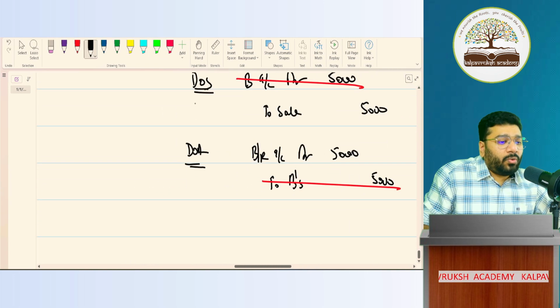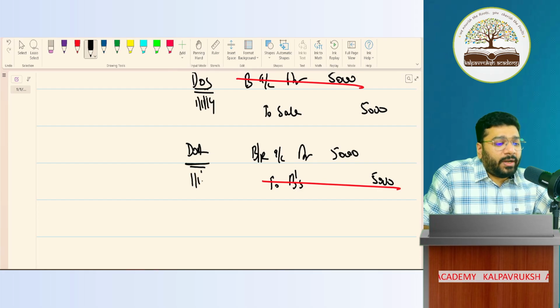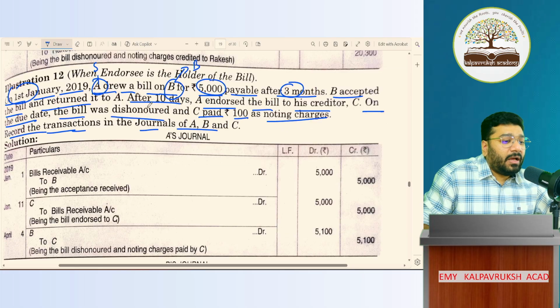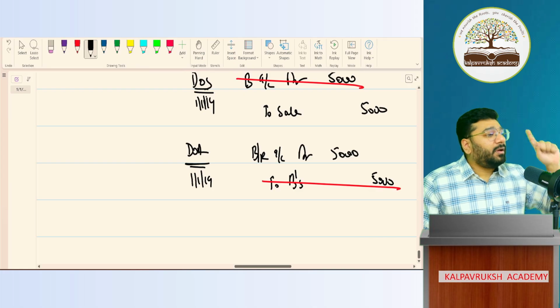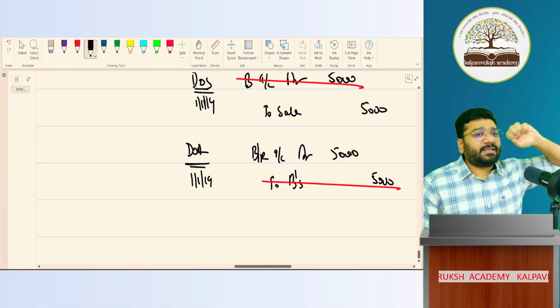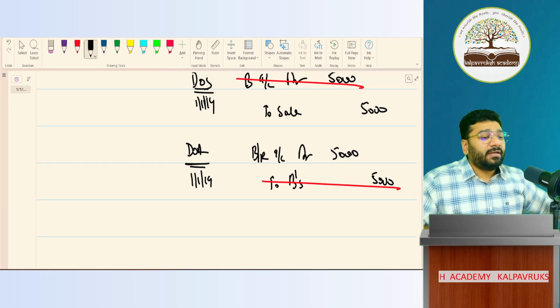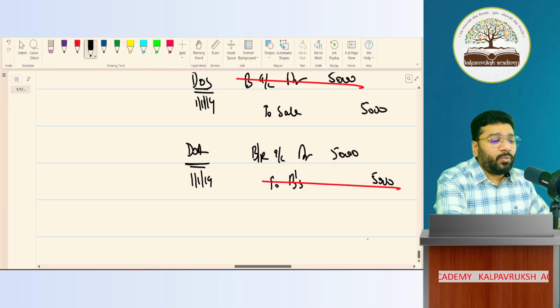So date of sale 1/1/19. Date of acceptance also 1/1/19. After 10 days, people. After 10 days: 1 January, 10 days. 2nd, 3rd, 4th, 5th, 6th, 7th, 8th, 9th, 10th, 11th. 11th January 2019. What is happening?